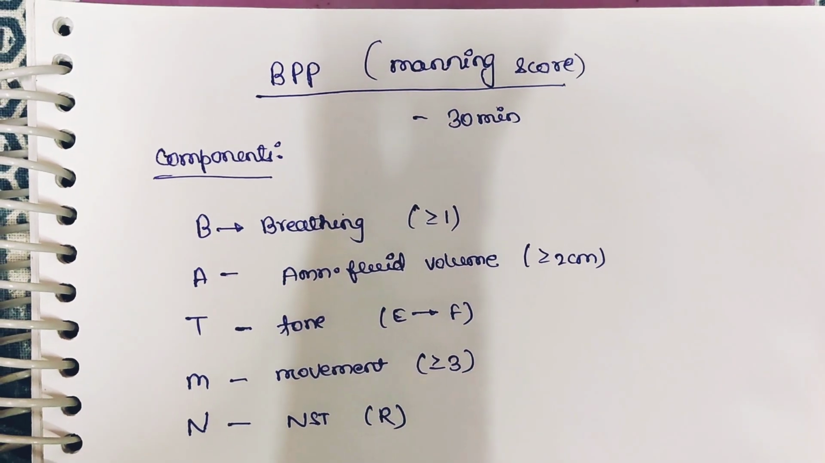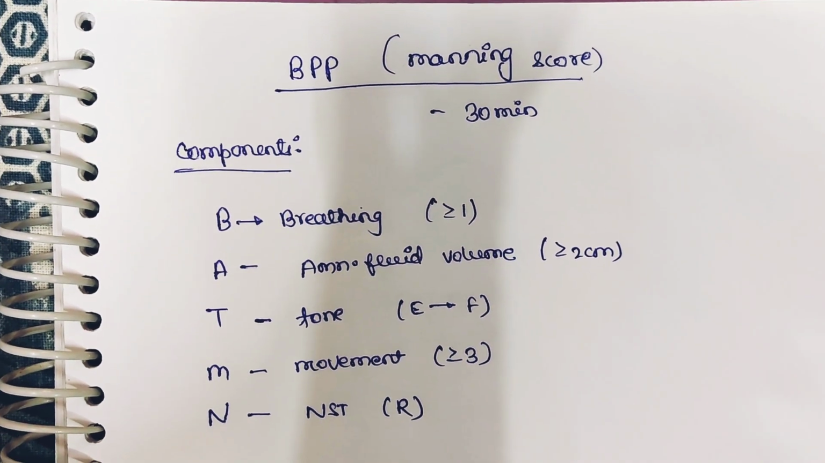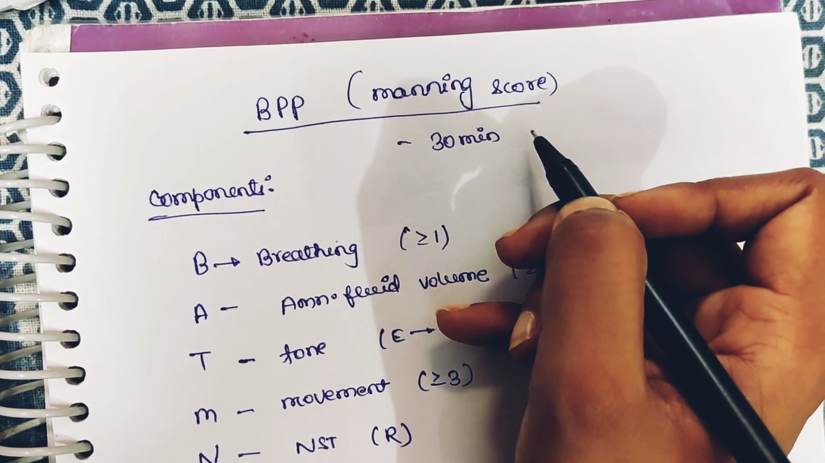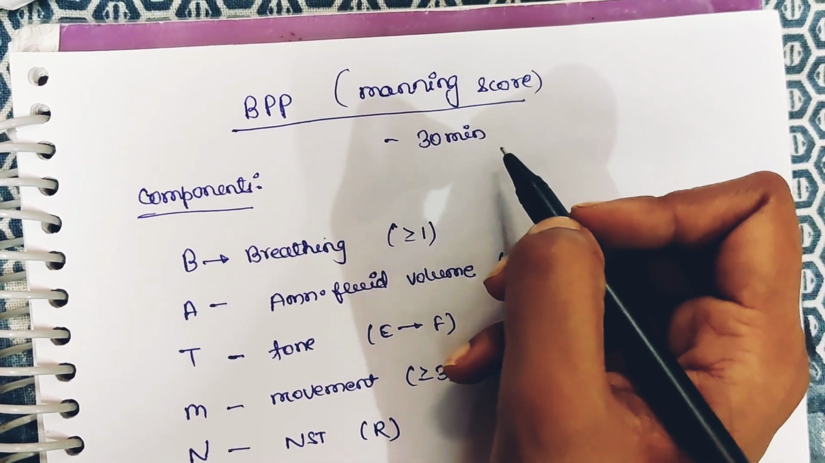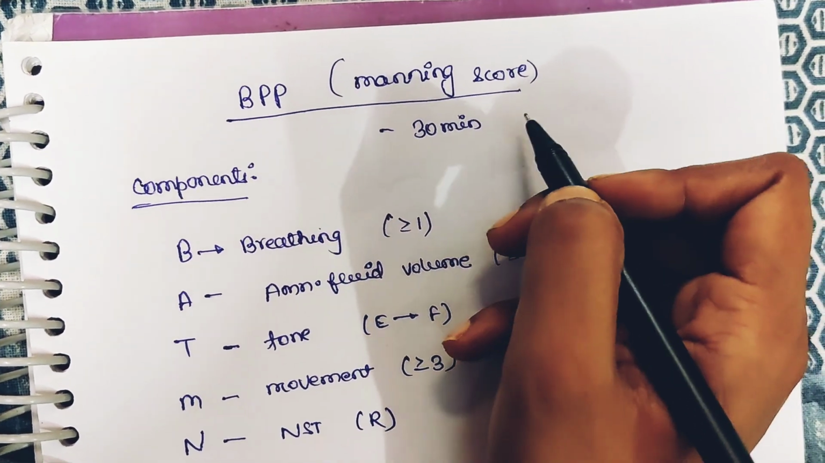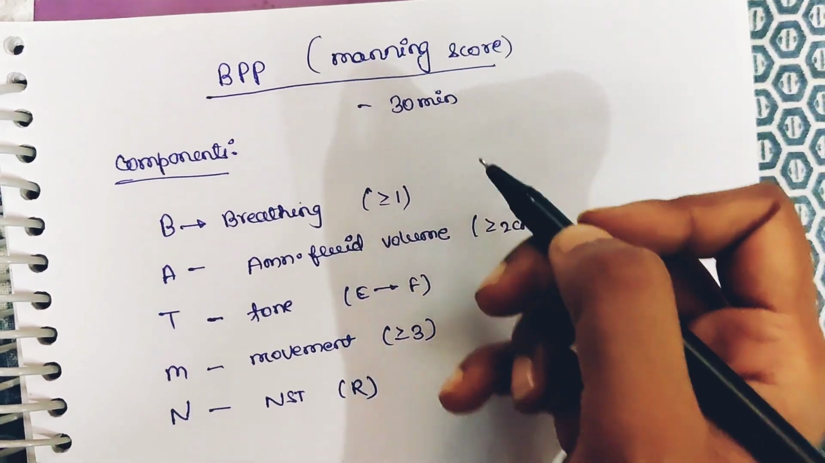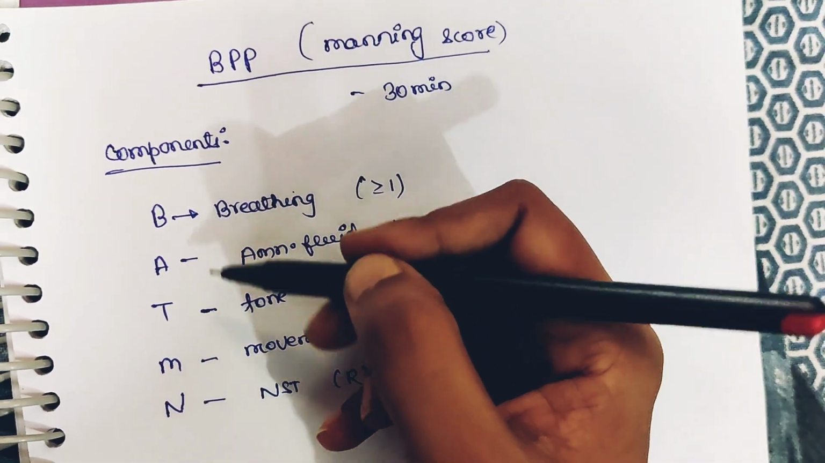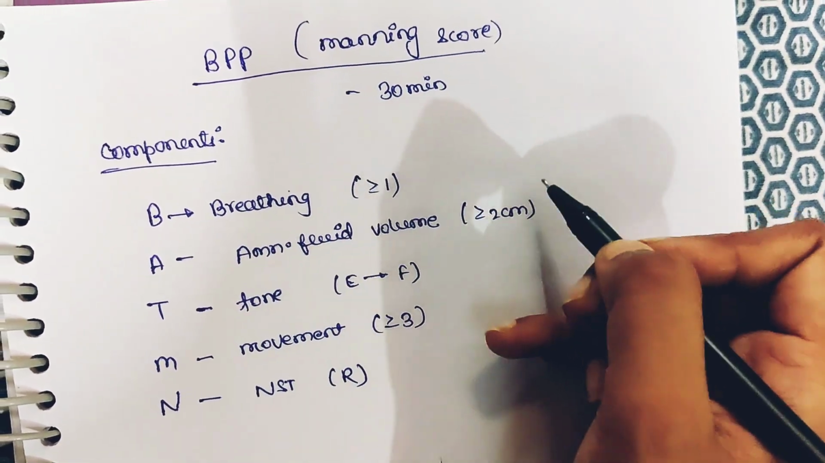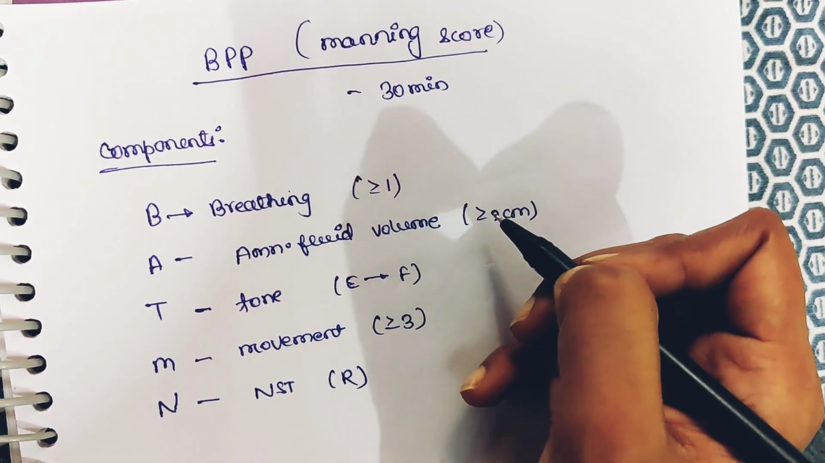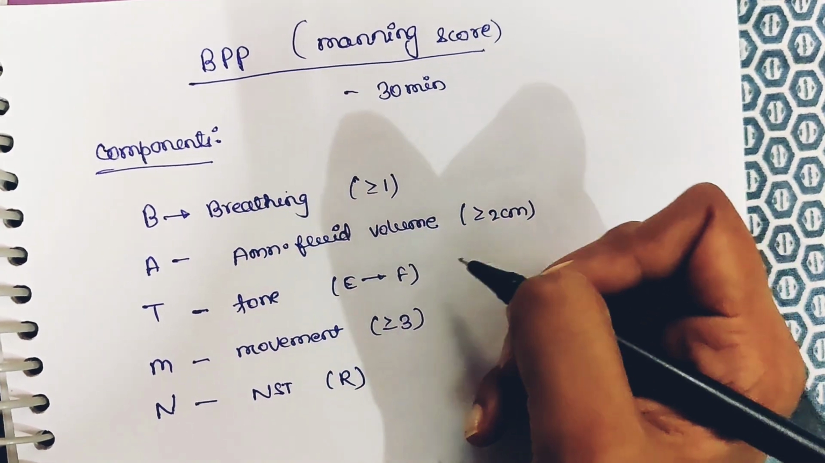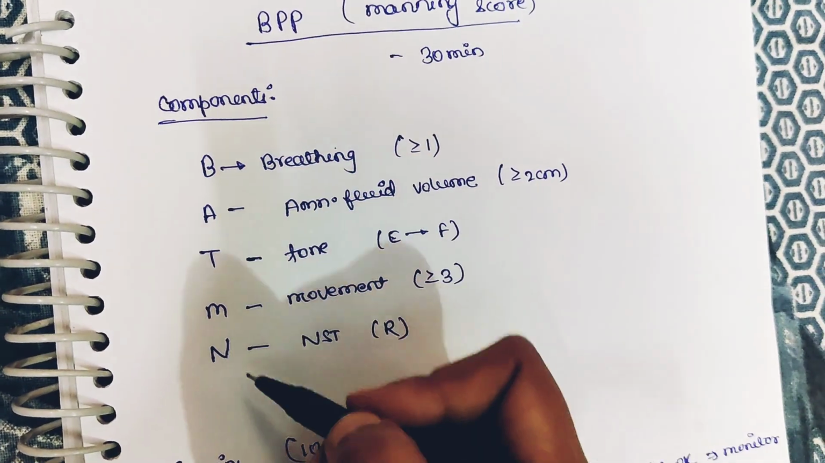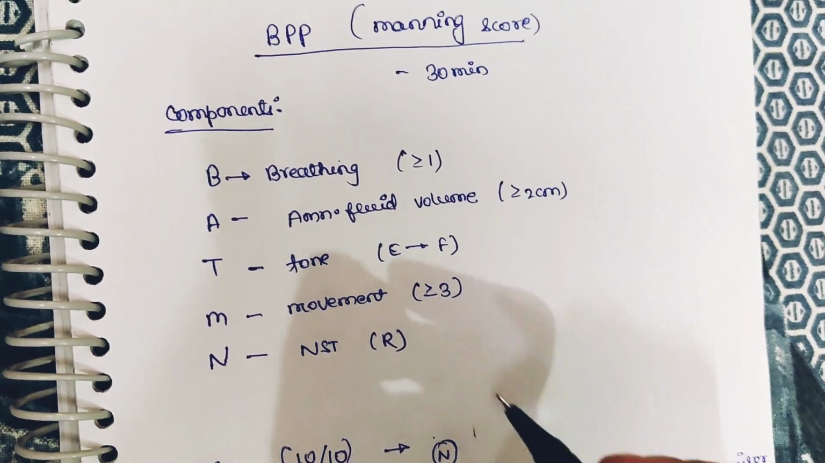If the NST comes abnormal, or if there is very high risk pregnancy, we will do Manning score or BPP. Biophysical profile is a method using 5 biophysical variables to assess the status of fetal well-being antenatally. The 5 variables together are called biophysical profile, and we score 2 for each: 2 for breathing, 2 for amniotic fluid volume, 2 for tone, 2 for movement, and 2 for NST also. So total is 5 variables and 2 score for each, so it comes to 10.